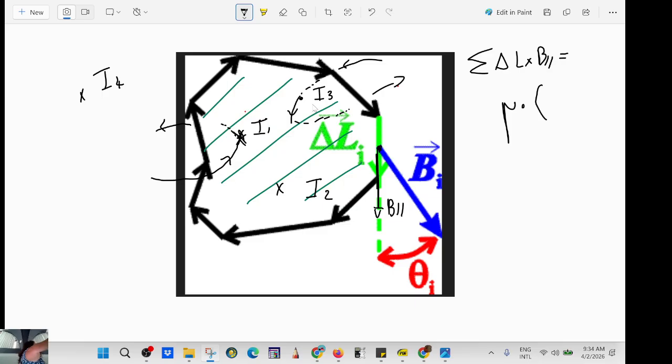So you take your right hand, because you are going this way, which is clockwise. So clockwise, if it's going into the board, it's going to be positive. If it's going towards you, it's going to be negative. Okay, you take your right hand. So it's going to be mu 0 times, into the board is positive, I1 plus I2 minus I3. Okay, and we don't care about I4.